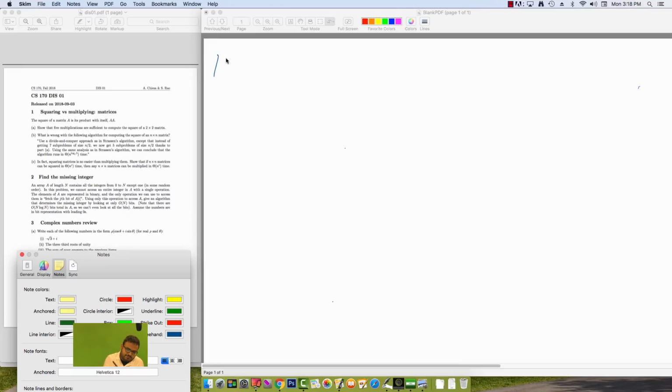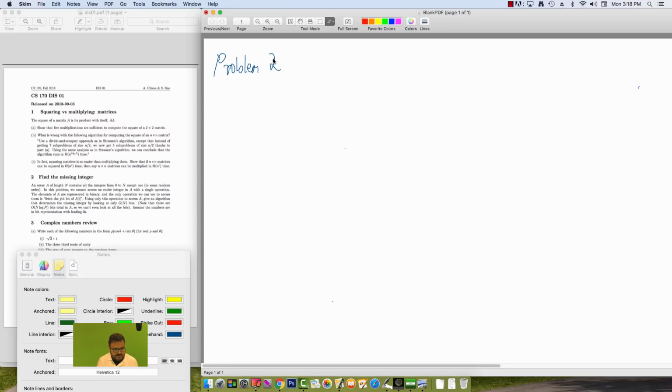All right, now let's move on to problem 2 of this worksheet. Problem 2 says that you're given an array A of length n, and that array contains all the integers from 0 to n except for 1, and it's not sorted, so it's in some random order.